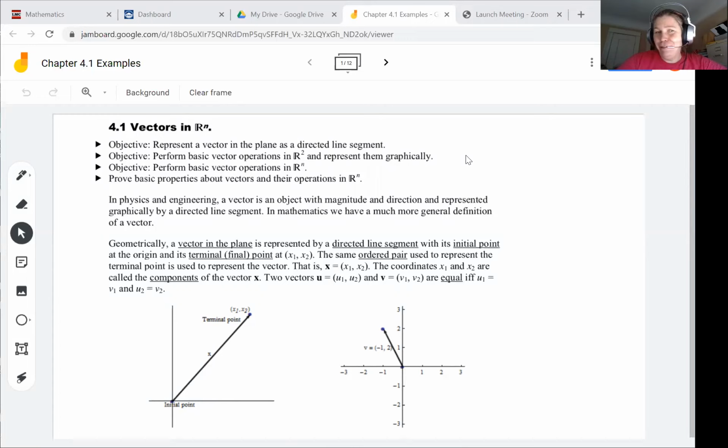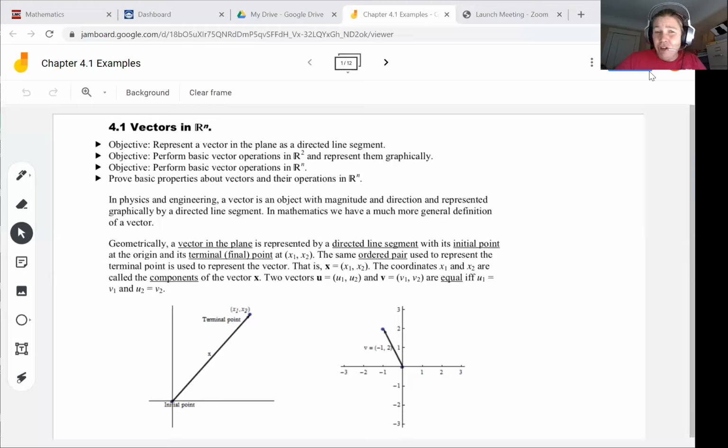Our learning objectives for this chapter are to represent a vector in the plane as a directed line segment, perform basic vector operations in R2 and represent them graphically, perform basic vector operations in Rn, and notice we're not going to try to represent those graphically, and then prove basic properties about vectors and their operations in Rn.